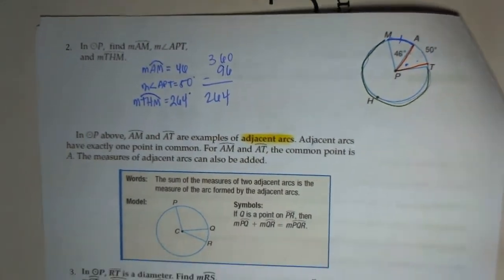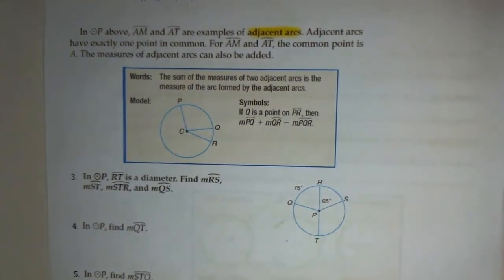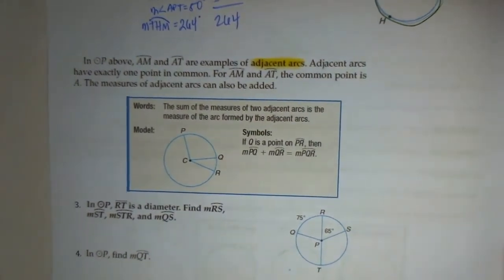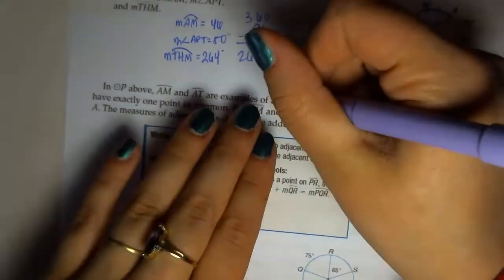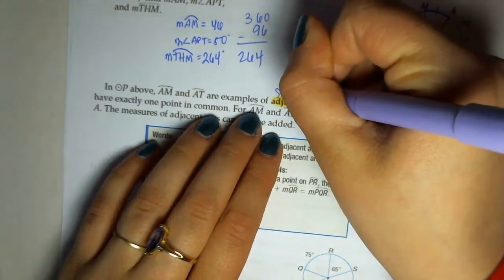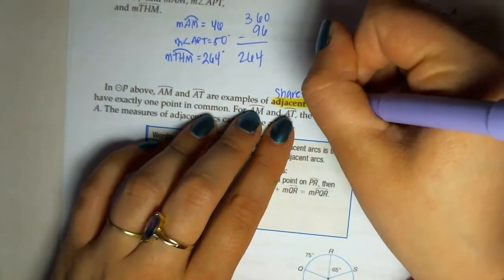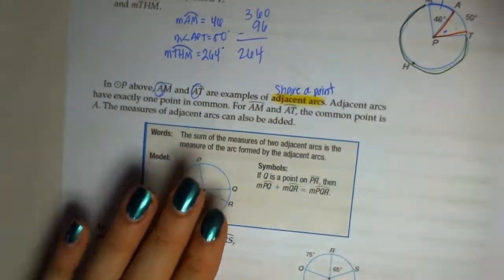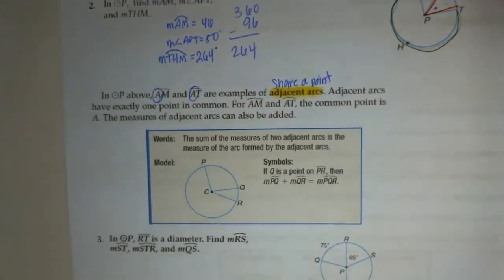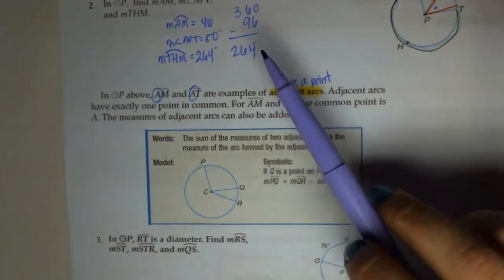Okay. Let's move down. In circle P above, AM and AT are examples of adjacent arcs, meaning they share a side. Or in this one, share a point. And they both share point A. Okay? Adjacent arcs have exactly one point in common. For arc AM and arc AT, the common point is A. The measures of adjacent arcs can also be added, which is what we did in this top problem.